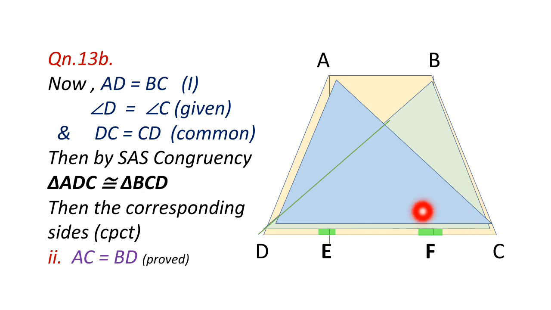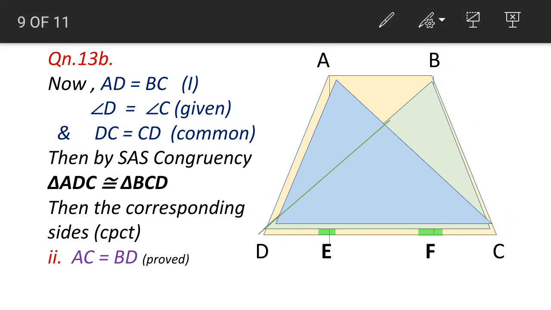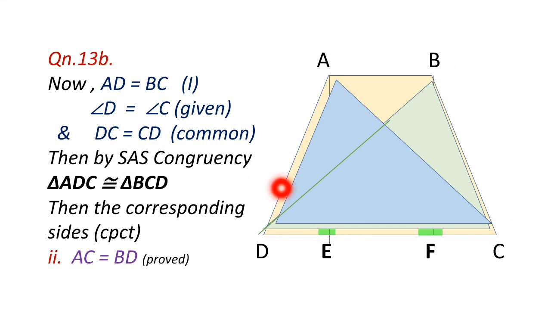So one side and one angle are found equal, and one side is common for both the triangles. You can easily see this one. So this DC for this ADC is equal to CD, the common side, so DC equal to CD. So we will say that this side, this angle and this side, by the side angle side, those two triangles are congruent to one another.